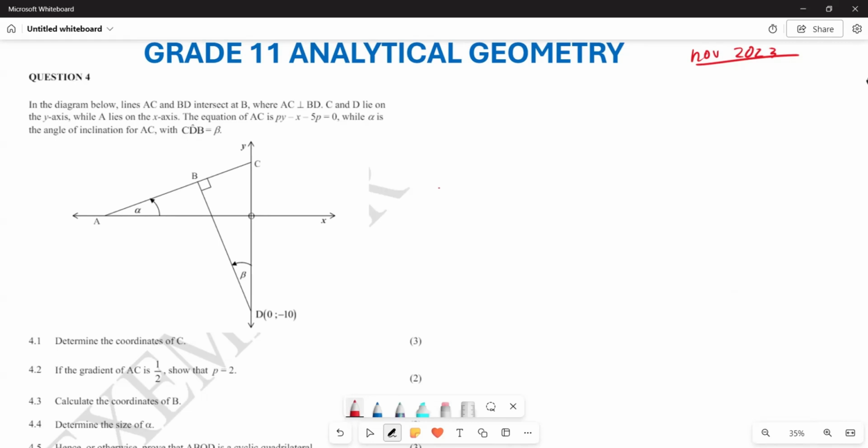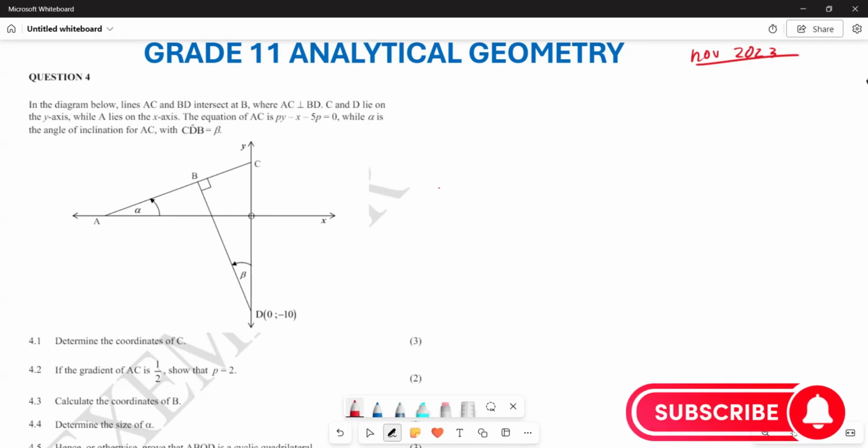The first thing they say, in the diagram below, you have lines AC and BD that intersect at B. AC is perpendicular to BD. C and D lie on the y-axis, while A lies on the x-axis. They are giving us the equation of AC, which is py minus x minus 5p equals 0. We are also given angle alpha, which is the angle of inclination, and angle CDB, which is beta. Both of those are angles.